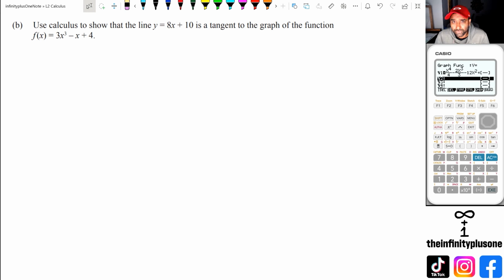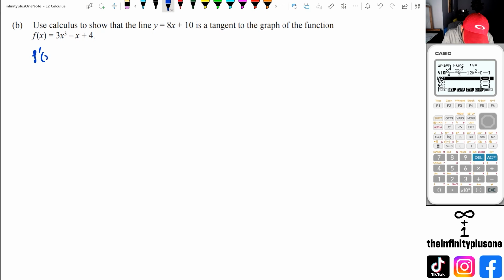All right, so for the next question, what we have to do is show that this is a tangent to the graph of the function f of x. Okay, so we've got to figure out the gradient, which we know, because the gradient is equal to 8. From the gradient, we need to figure out the x value, then we figure out the y value, and then we can show that the equation is a tangent. All right, so let's do that.